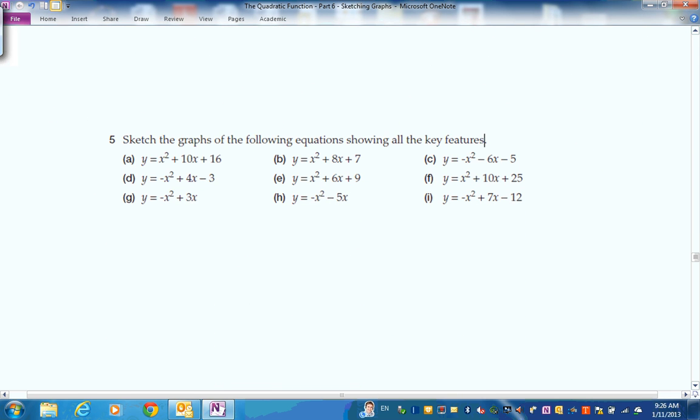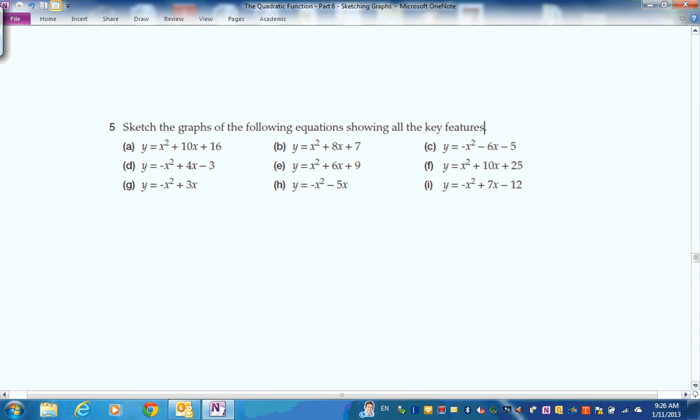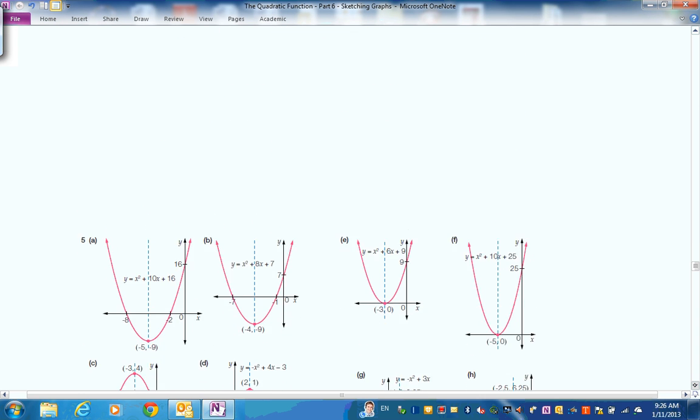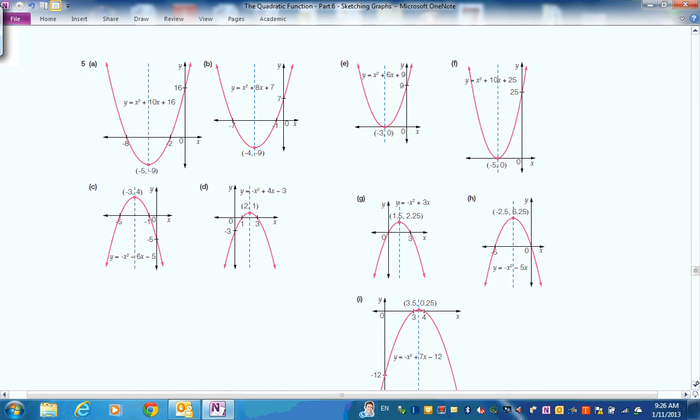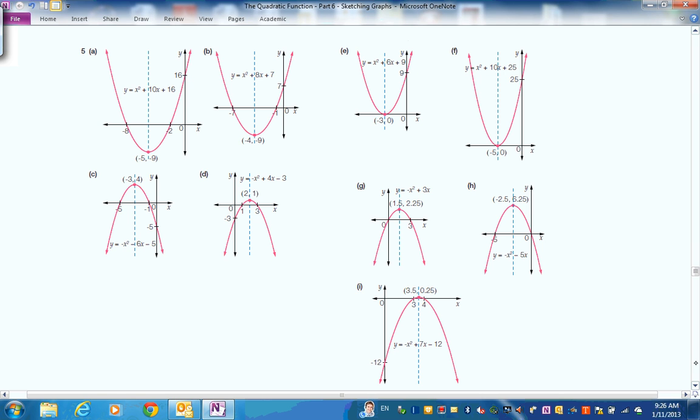Sketch the graph showing all key features. So same thing again, more of the same. They're a slightly different bundle, this one. So x-intercept, y-intercept, axis of symmetry, and here are your answers. Let's see if we can get them all on. Yep. Okay, notice they're not labelling the axis of symmetry. It would be good to put here x equals -5 as well. Okay, let's go on to the next batch.